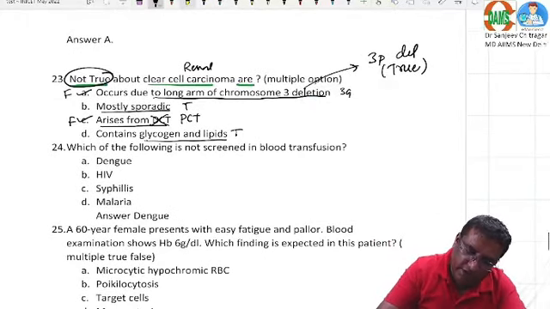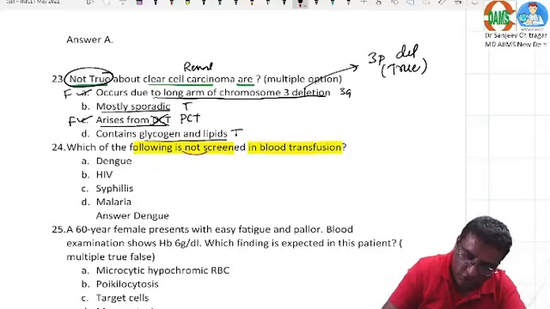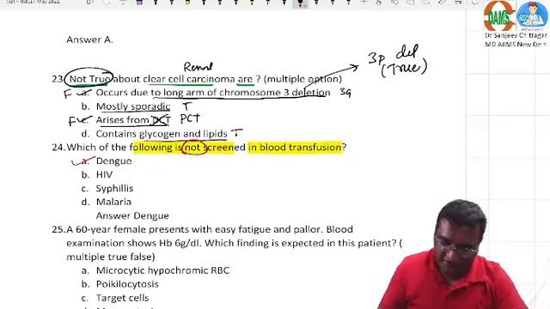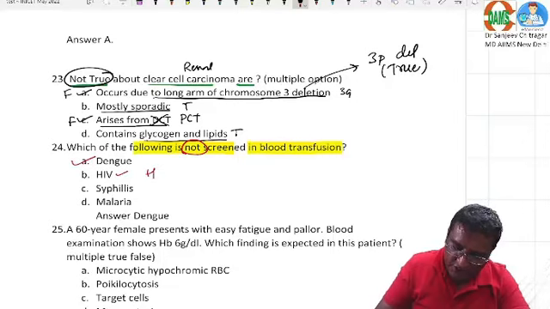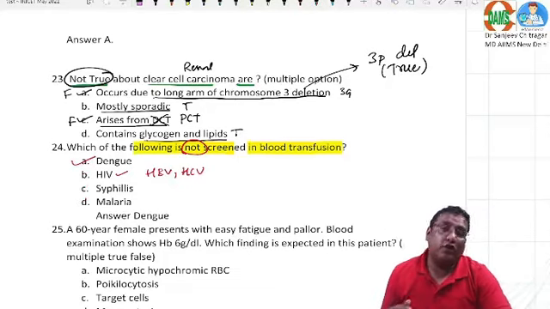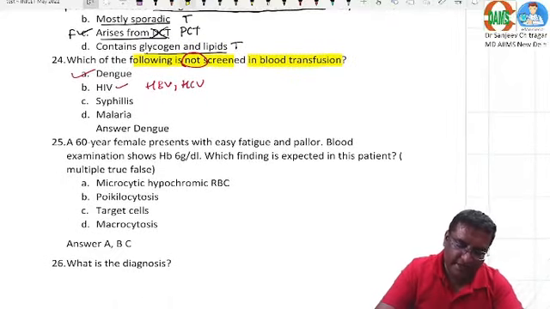Next, question 24. Which of the following is not screened in blood transfusion? So the question says which is not screened. Straight away everybody knew this. Dengue, we discussed this. 5 tests we do: HIV, HBV, HCV, malaria, syphilis, right? So the answer is dengue. We don't screen for dengue.